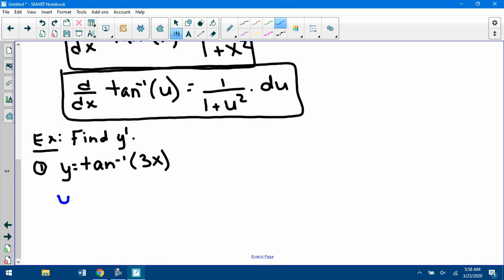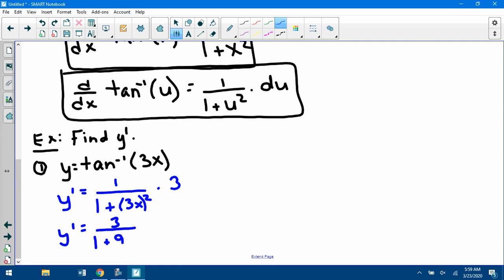Okay, the derivative is going to be 1 over 1 plus the stuff, so 3x, all that squared, times the derivative of stuff, which is 3, which means my final answer is going to look like 3 over 1 plus 9x squared. Make sure you square both pieces of that, 3x. Good so far? Of course it is. Number 2.